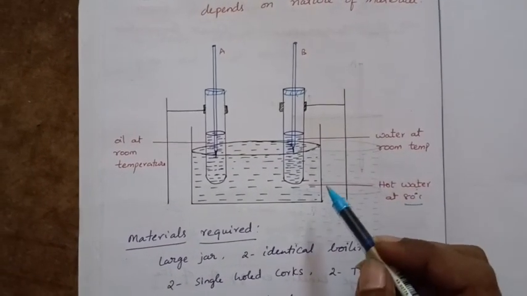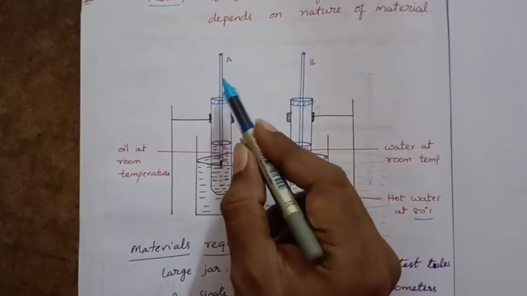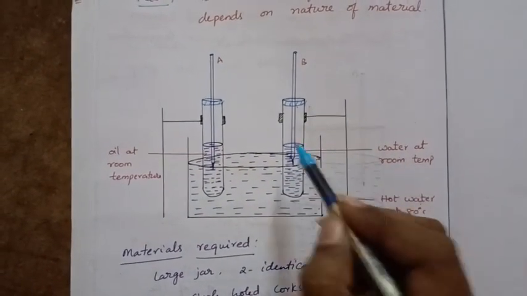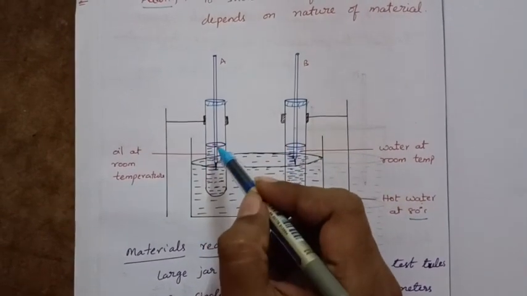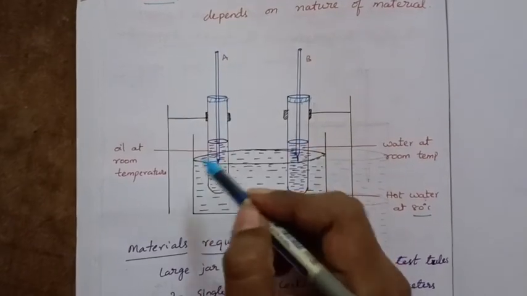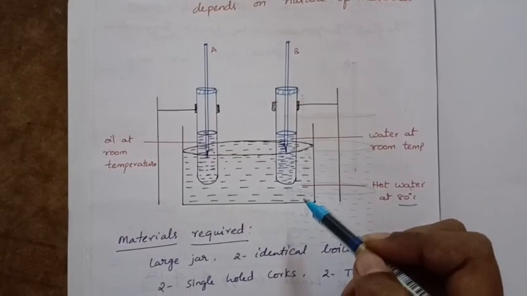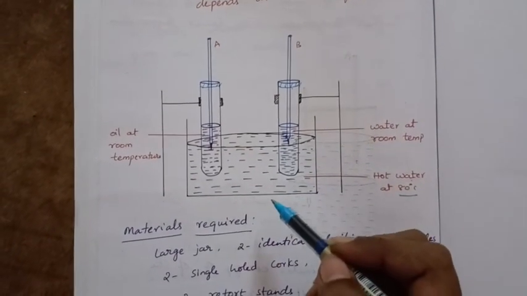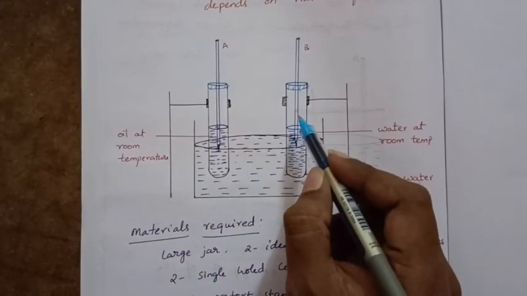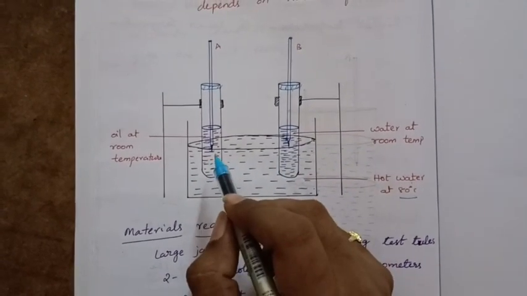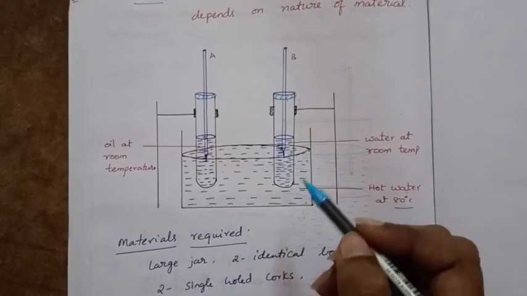Now whenever we are observing, in the thermometer which is placed in oil, the mercury level increases fast when compared to the thermometer which is placed in water. So by observing that, we can say oil temperature is increasing fast when compared to water. Rate of rise in temperature is more for oil when compared to water.